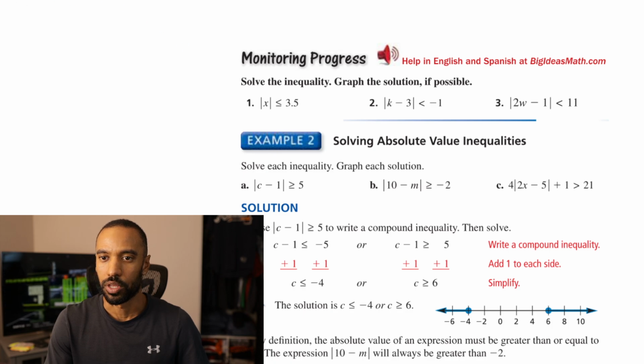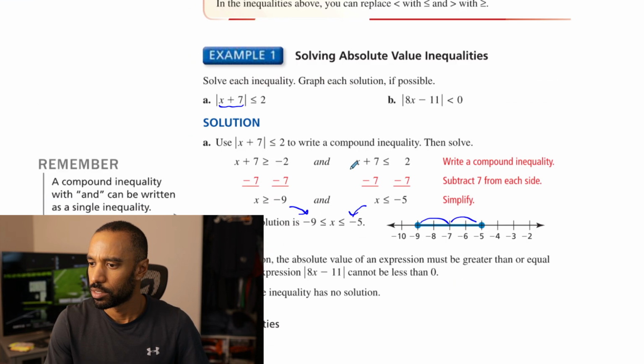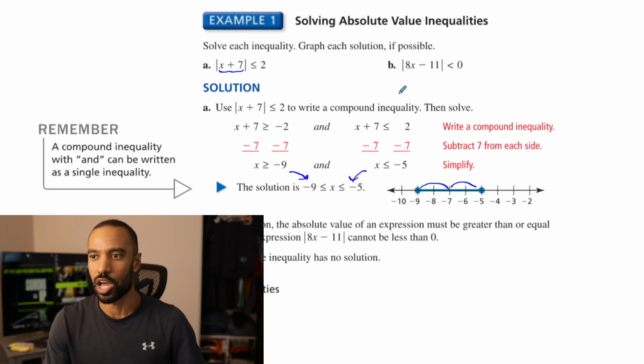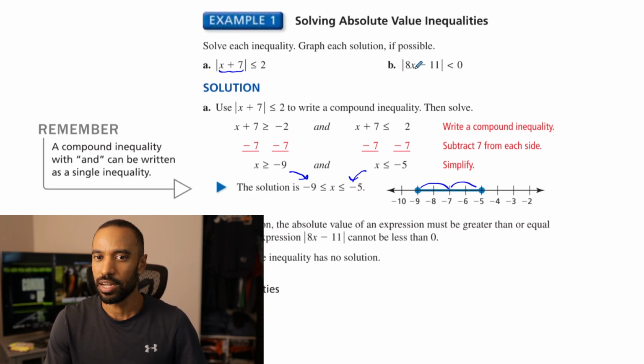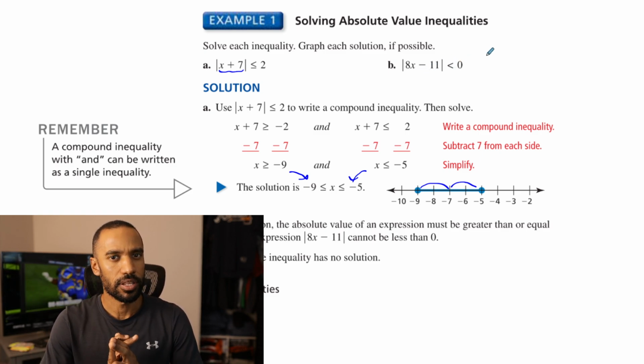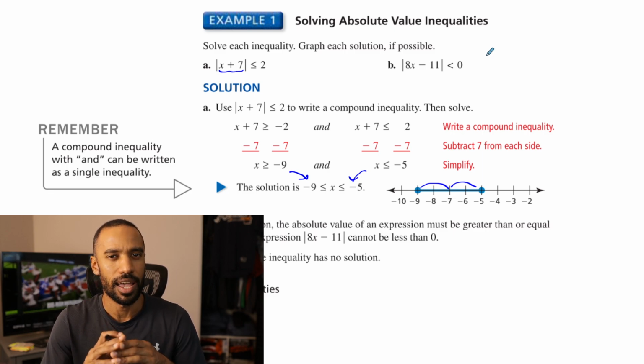Okay. Oh, there was a second example. Did they show it? Oh, okay. This one's good to talk about. This is kind of a special case. The second case says the absolute value of 8x minus 11 has to be less than 0. Well, think about what it's saying. I take the absolute value of something and it has to be negative.